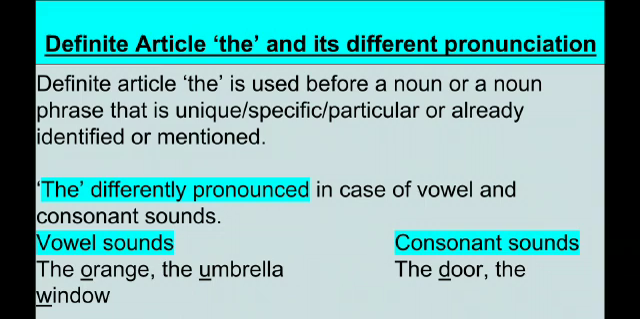So, "the" is pronounced differently in the case of vowel and consonant sounds. If the following noun starts with a vowel sound, then we should pronounce it "thee". For example, the orange, the umbrella. But if it starts with a consonant sound, we should pronounce it "thuh", like the door, the window.